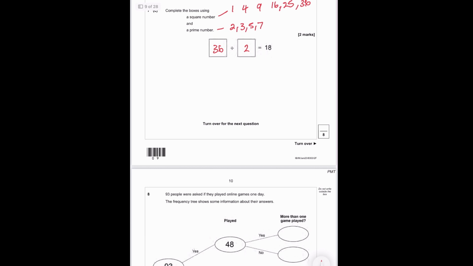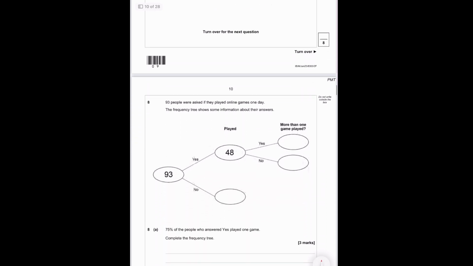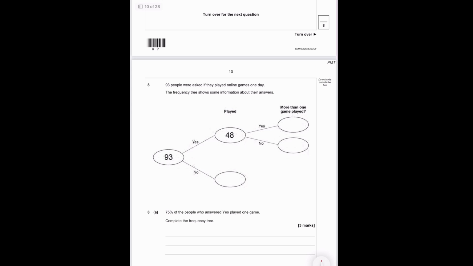93 people were asked if they played online games one day. The frequency tree shows some information about their answers. 75% of the people who answered yes played one game. So first of all, we need to find 75%. 75% of 48 is 36. So that's going to go here. 75% of the people that answered yes played one game.